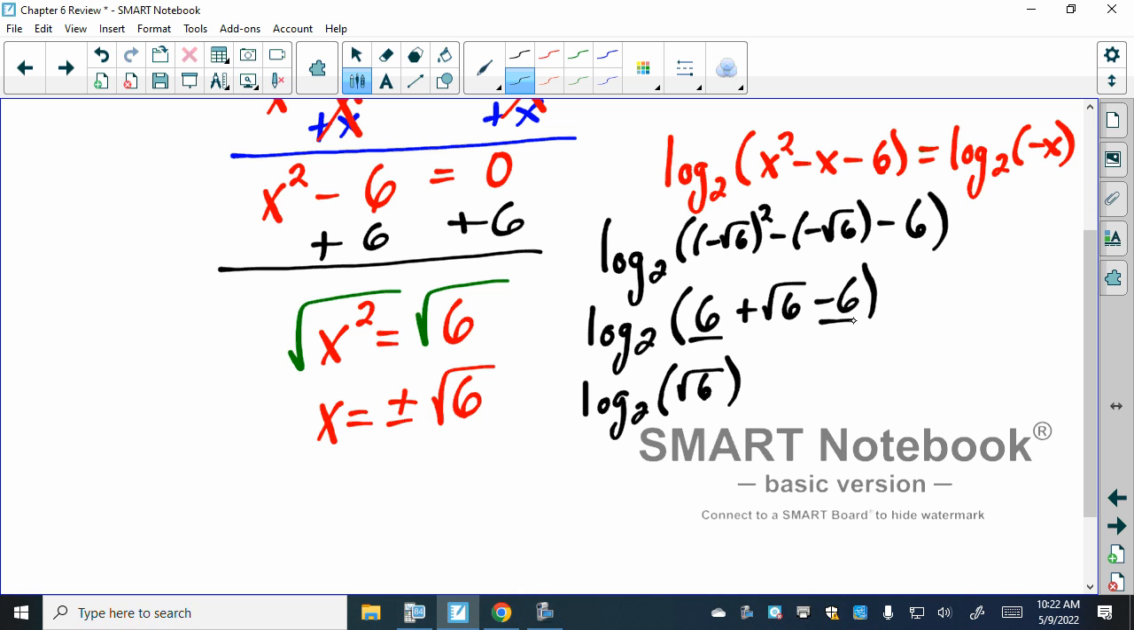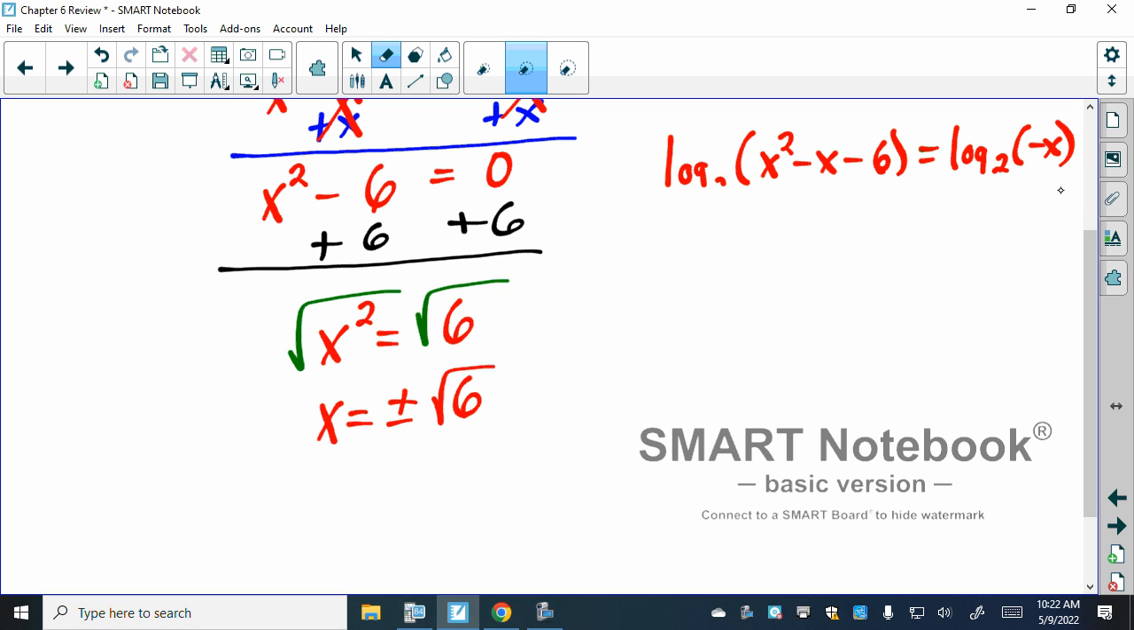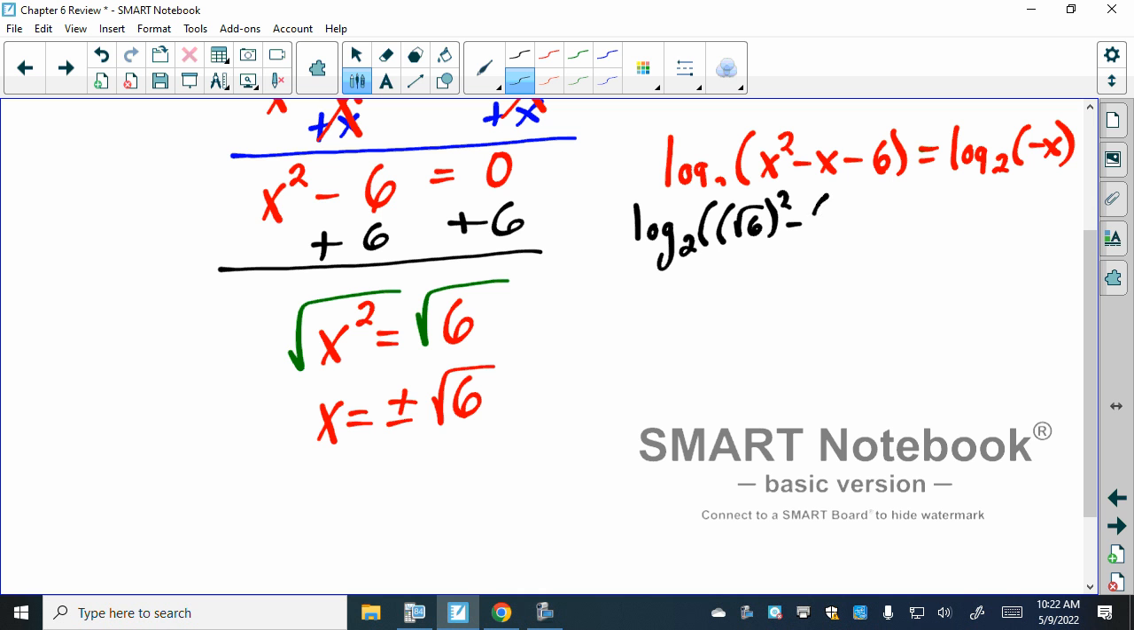Now on the other side, log base 2 of negative square root of 6. Well, negative and negative make a positive, so we have the square root of 6. So for here, when x is the negative square root of 6, we plug it into both sides. What's inside here is positive, and so the negative square root of 6 works. So that is a correct answer. Now, instead of erasing all that, I could have just erased the negatives, but oh well. Because what we can also check is the positive square root of 6.